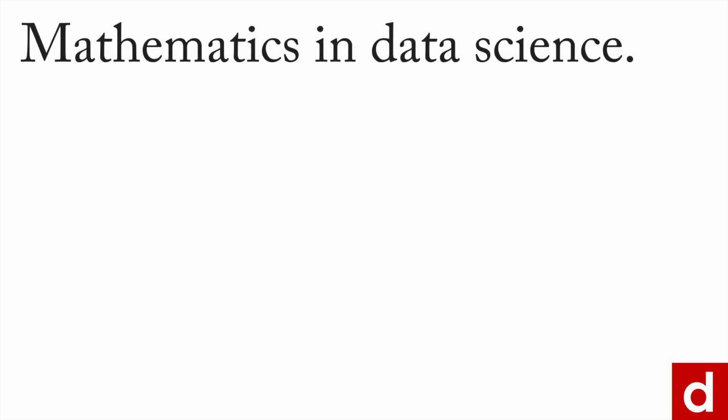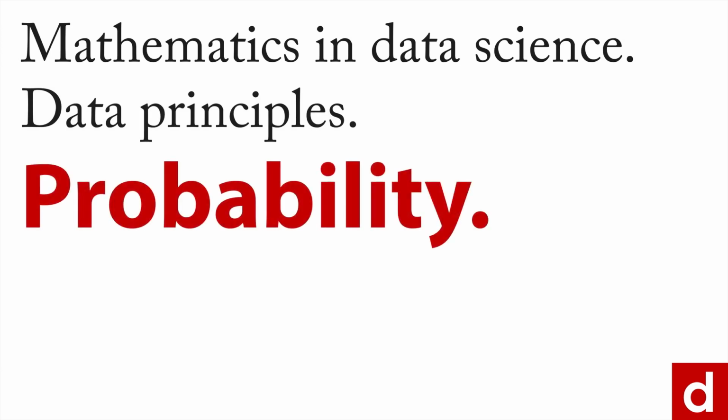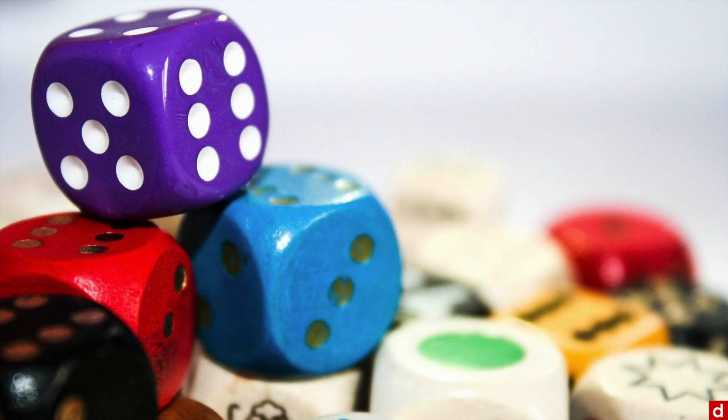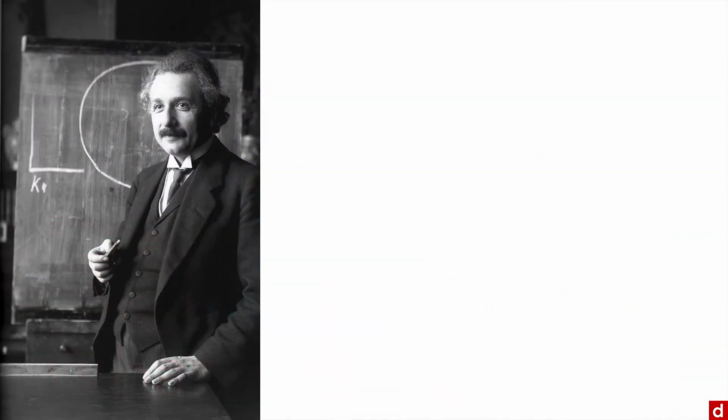A really important element of mathematics and data science, and one of its foundational principles, is probability. One of the places where probability comes in intuitively for a lot of people is something like rolling dice or looking at sports outcomes. And really the fundamental question, what are the odds of something? That gets at the heart of probability. Now, let's take a look at some of the basic principles.